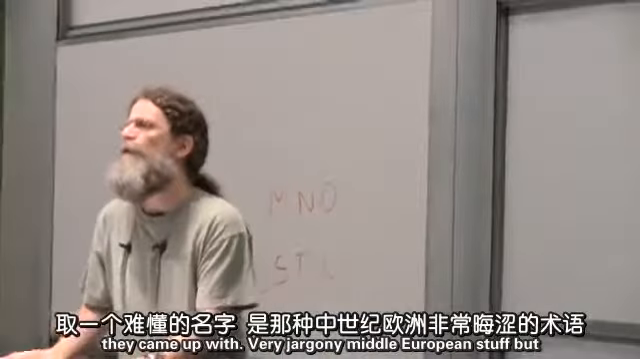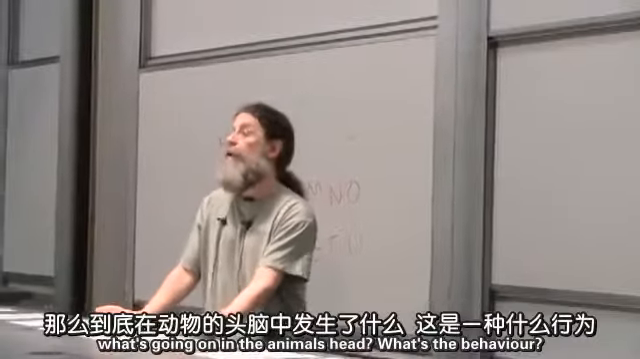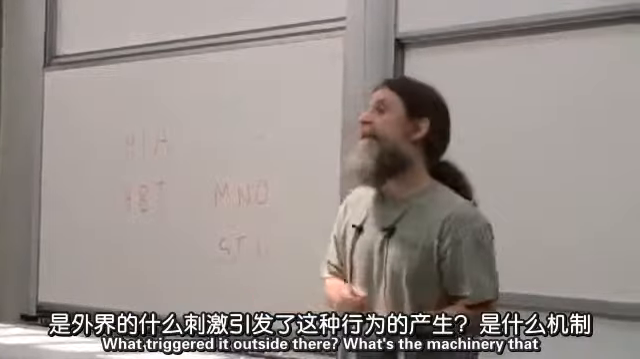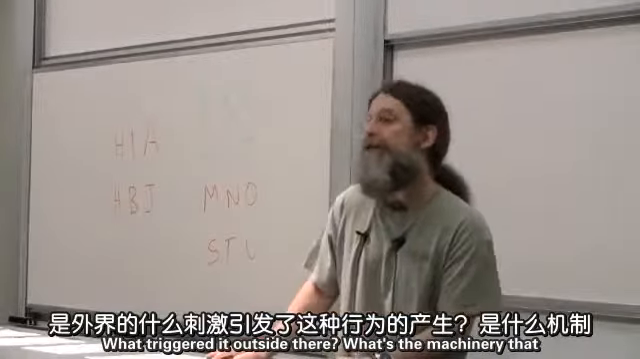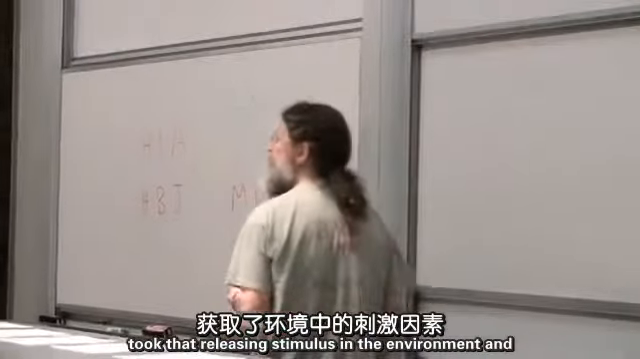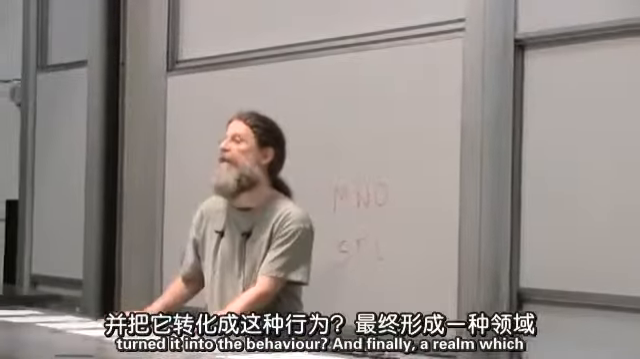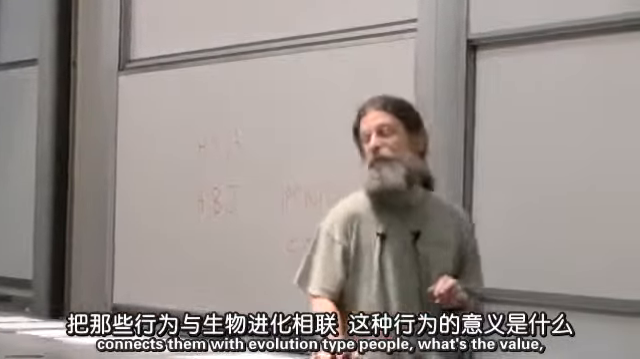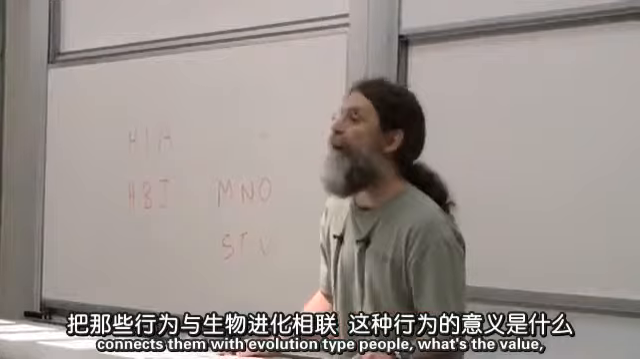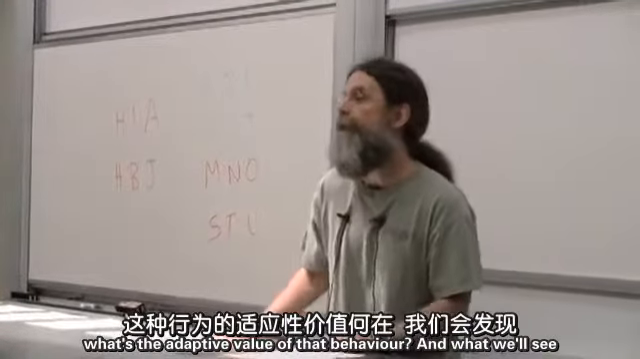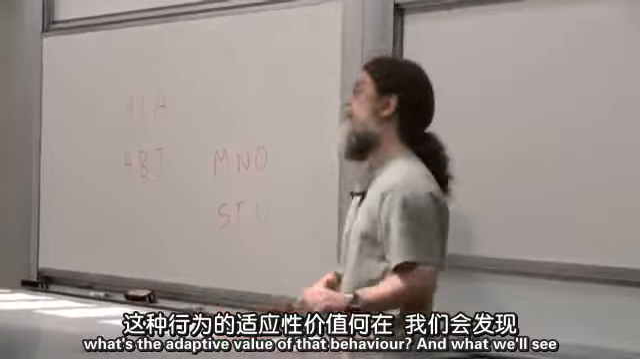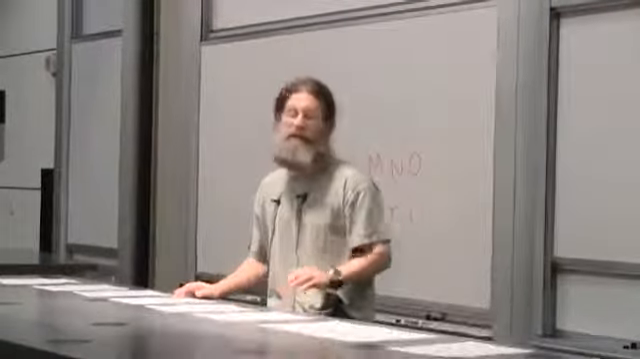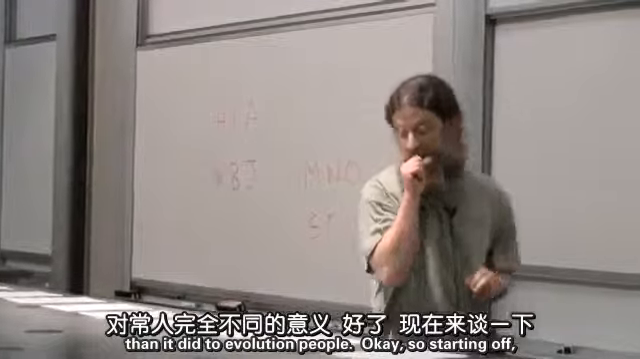Very jargony Middle European stuff. But what's going on in an animal's head? What's the behavior? What triggered it outside there? What's the machinery that took that releasing stimulus in the environment and turned it into the behavior? And finally, a realm which connects them with evolution-type people. What's the adaptive value of that behavior? And what we'll see is that question meant an utterly different world to ethologists than it did to evolution people.